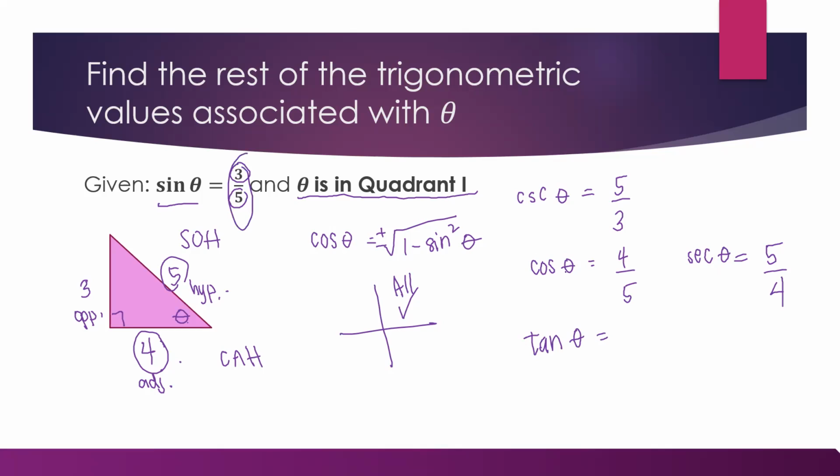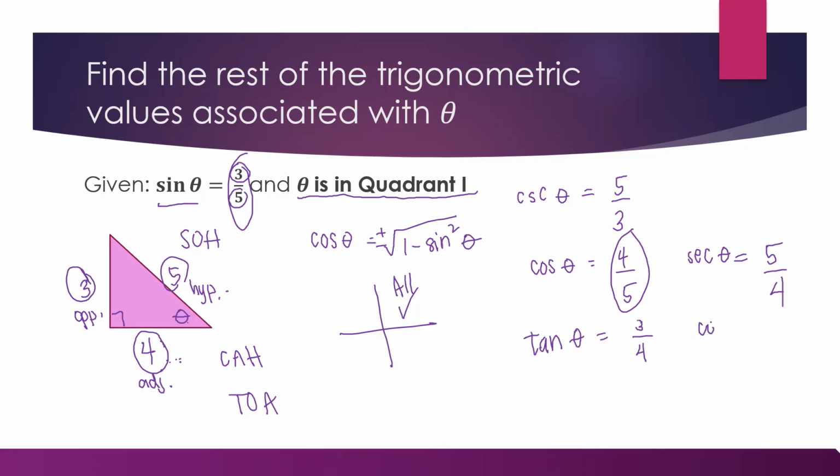So, we need the 3/5 over 4/5. The 5 in the denominator will just cancel. Or another option is to make use of the TOA, that would be opposite over adjacent. So it's still 3/4. Or coming from 3/5 over 4/5, we still get 3/4.